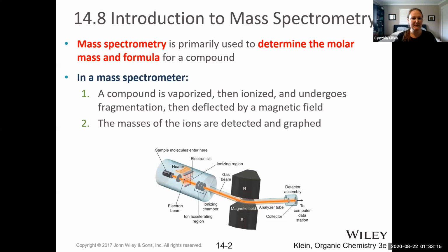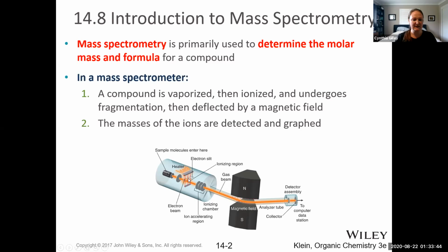Okay, so in mass spectrometry, we're primarily using this technique to determine the molar mass of a compound and/or the formula for a compound. The way it works in a mass spectrometer, the compound is introduced into the instrument. Notice where it says on the picture here, sample molecules enter here, right? They get heated up and vaporized, so they go into the gas phase.